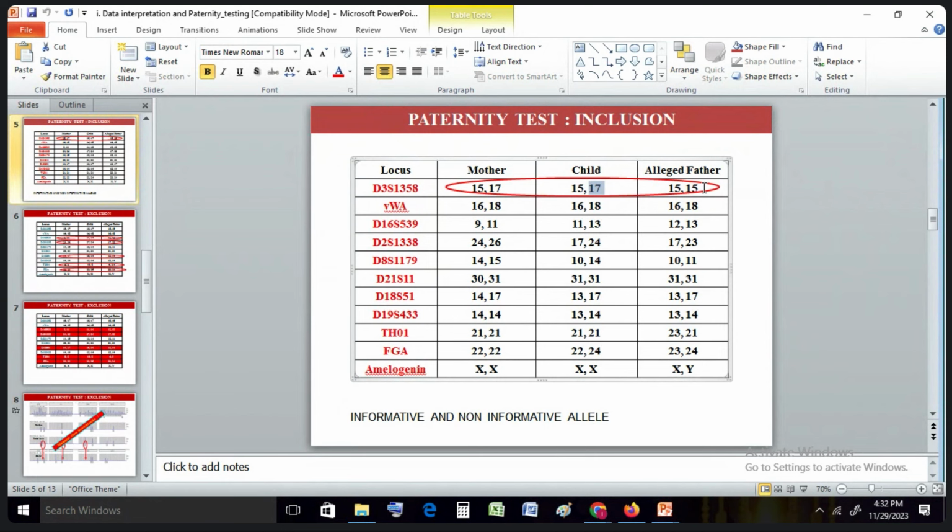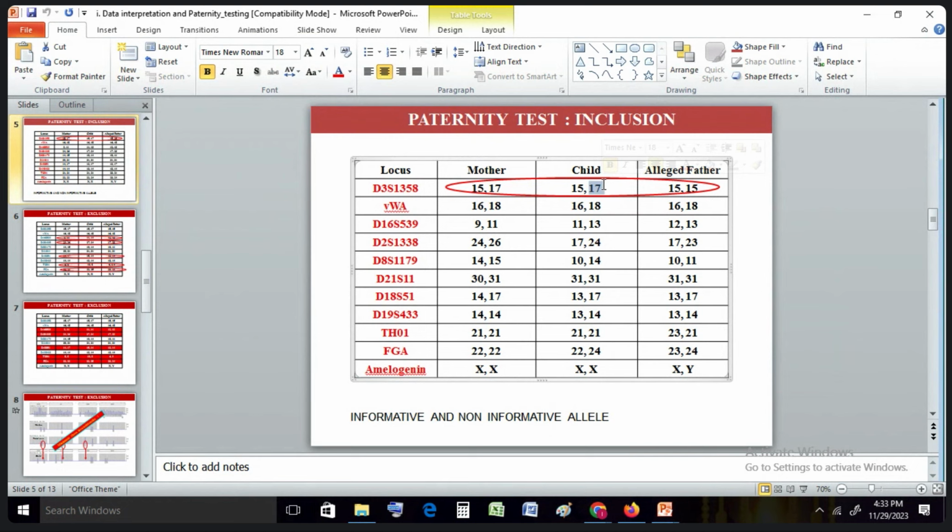Yes, sir. Now it is a mismatch. Now it is also possible that 17 is coming from the mother. Now assume that in another way. Assume that 17 is coming from the mother. Make it obscure. So 15 is now the obligate allele. It must come from the alleged person, and in this case 15 may come from this person.